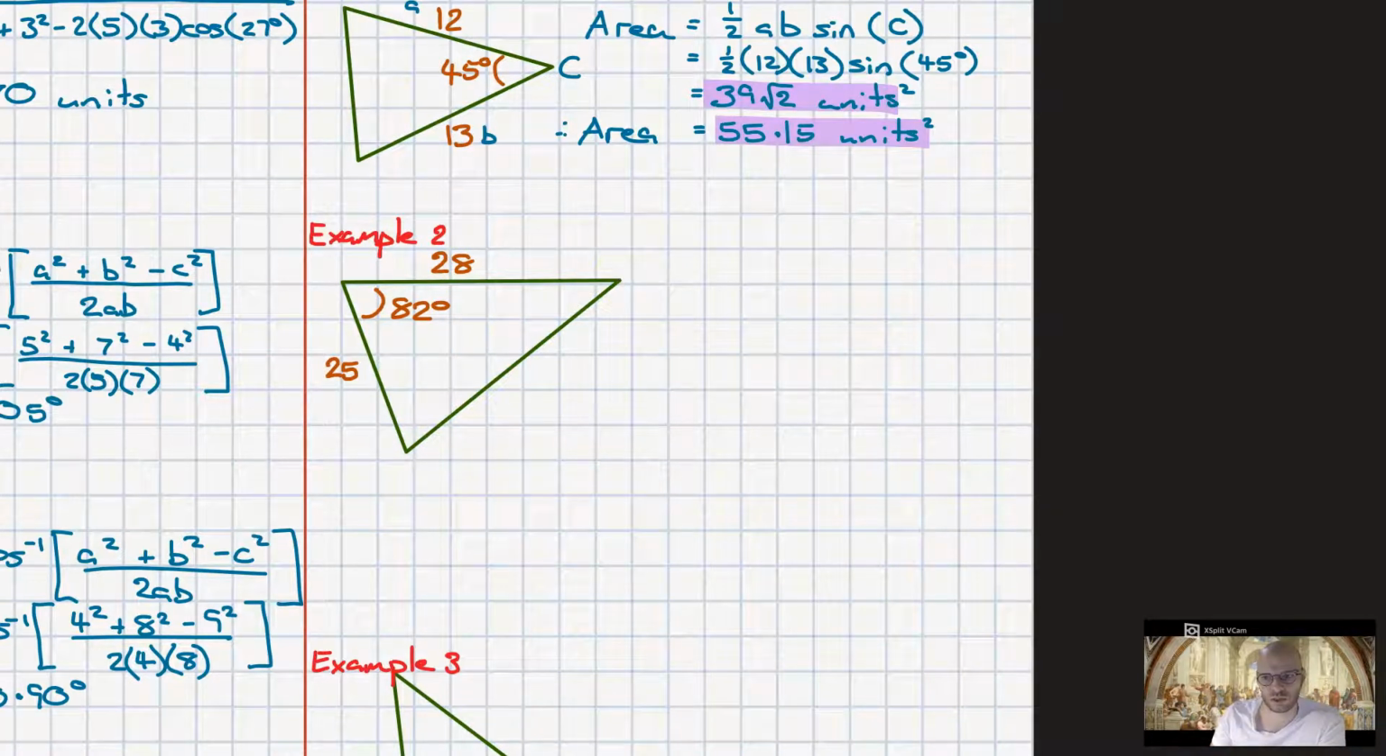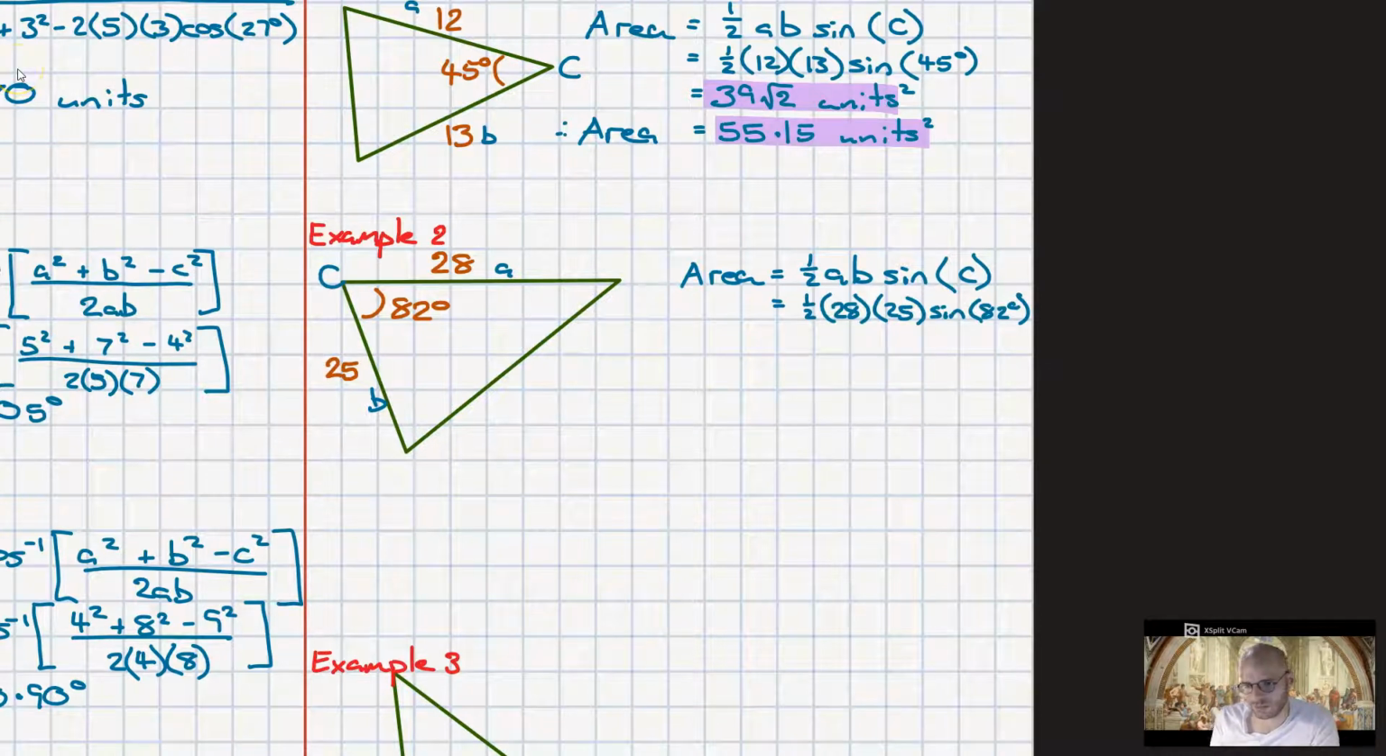What we're going to do once again is write out our rule for calculating the area of a non-right angled triangle. So half ab sine C. Now that my rule is written out, I'm going to retrofit the labels to the triangle. So we've got angle C, A, and B. Don't need to worry about the other ones. Now I'm going to write a half, then we're going to go 28, 25 multiplied by sine 82 degrees.